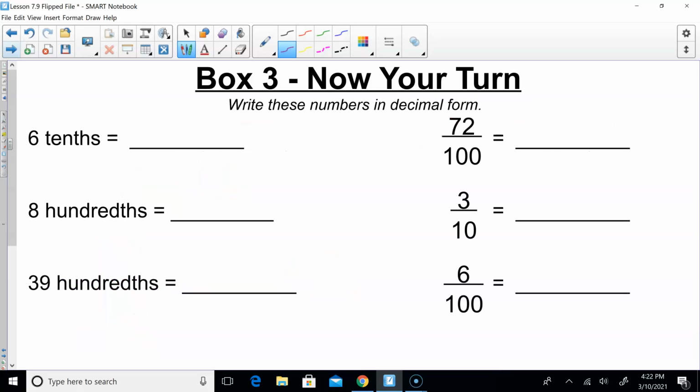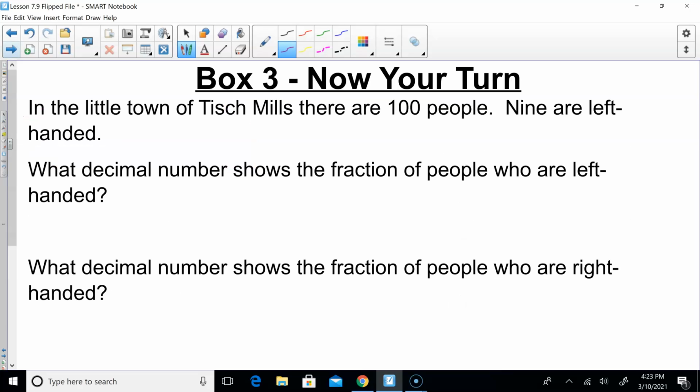And here you go, and draw a nice line. Put box 3, now your turn. I'll write these numbers in decimal form. Make sure you also write out the problem 6/10 equals, and then show me what it equals, not just a number, because I don't know what that number is connected to. The same as 8/100 equals what? 39/100 equals what? And then your fraction, 72/100 equals, 3/10 equals, 6/100 equals. So write that whole sentence, from the start to the end, that way we can see the entire thing and how it's connected.